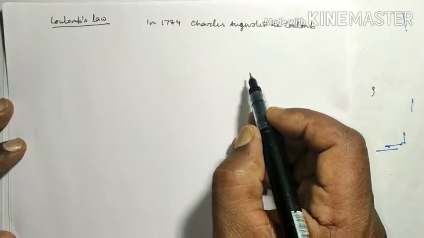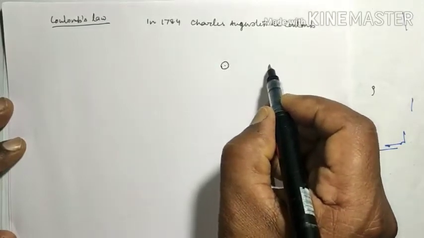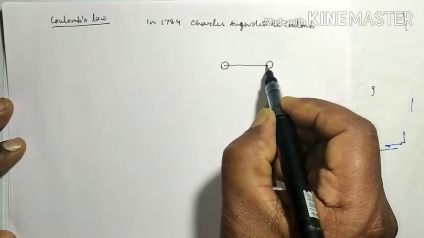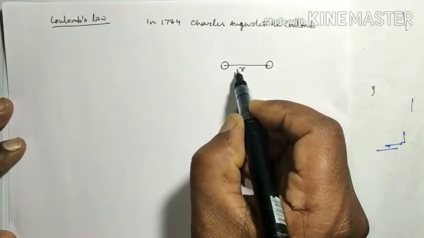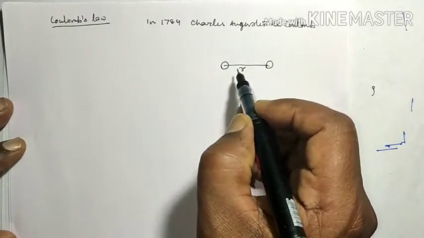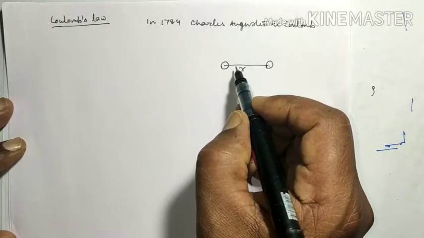Point charges means the size of the charges is very small in comparison to the distance. The distance is r and the size of the charge is very small in comparison to the distance. So the charged particles are called point charges.